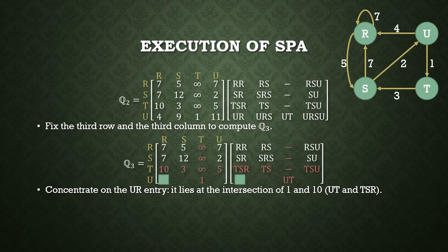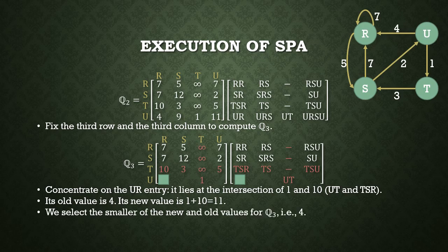Concentrate on the UR entry. It lies at the intersection of 1 and 10, UT and TSR. Its old value is 4. Its new value is 1 plus 10, which is 11. We select the smaller of the new and old values for Q3. So we select 4. And the old path is left as it is.